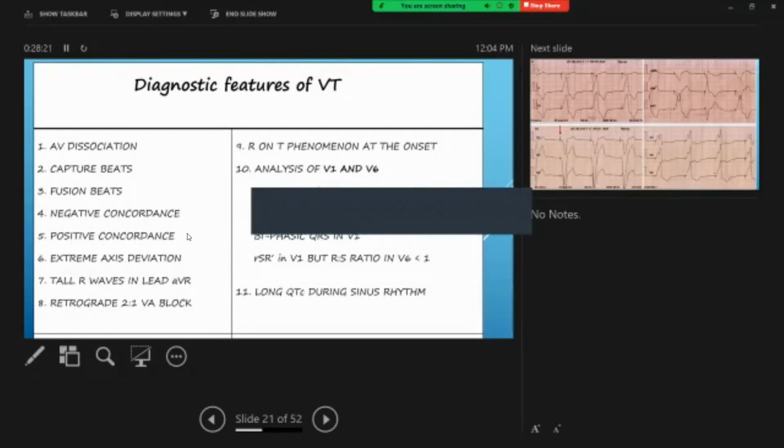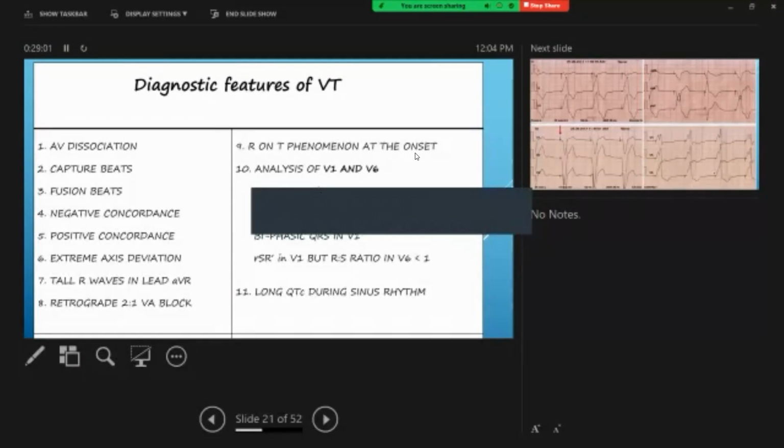Then the negative and positive concordance. From V1 to V6, you will see a dominant S wave in negative concordance. In positive concordance, you will see an R wave from V1 to V6. Then extreme axis deviation is a feature of ventricular tachycardia, and it is a feature of malignant hyperkalemia as well. Then look at tall R waves in lead aVR. The presence of tall R waves in lead aVR confirms the diagnosis of ventricular tachycardia.